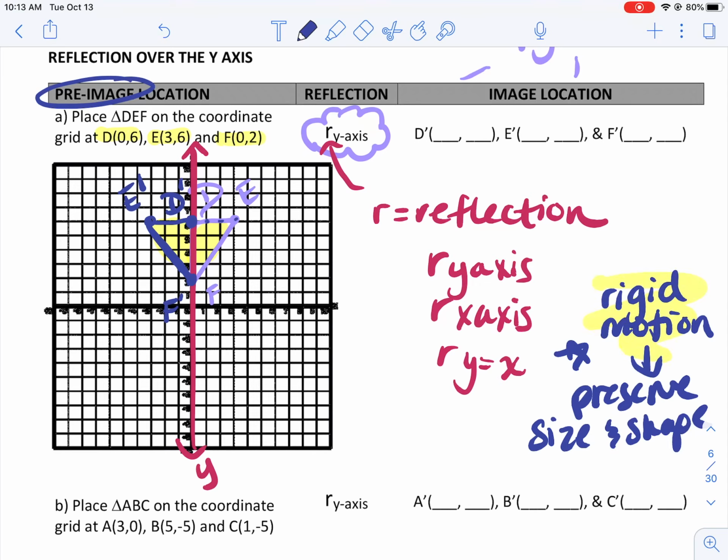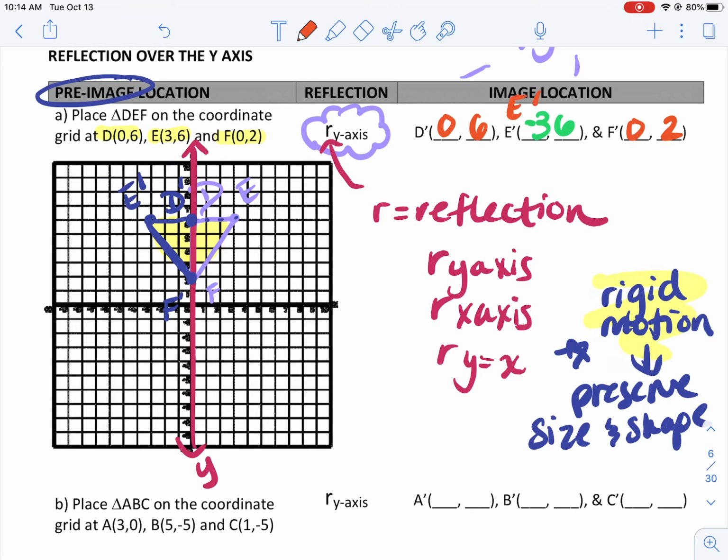Okay, so let's actually write these points out because I want to show you something a little bit neat. D prime and F prime are going to stay the same. But look what happened to E prime. It was 3, 6. Now it's negative 3, 6. So let's just take a second to compare those. E was 3, 6. Then it turned into negative 3, 6.